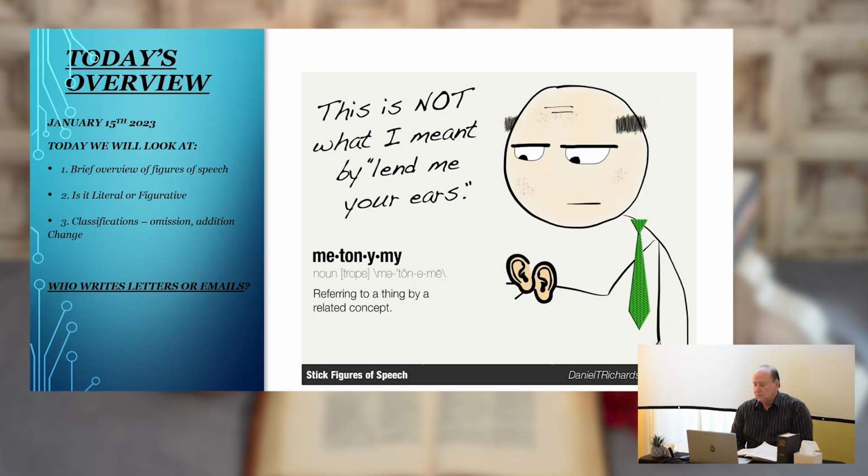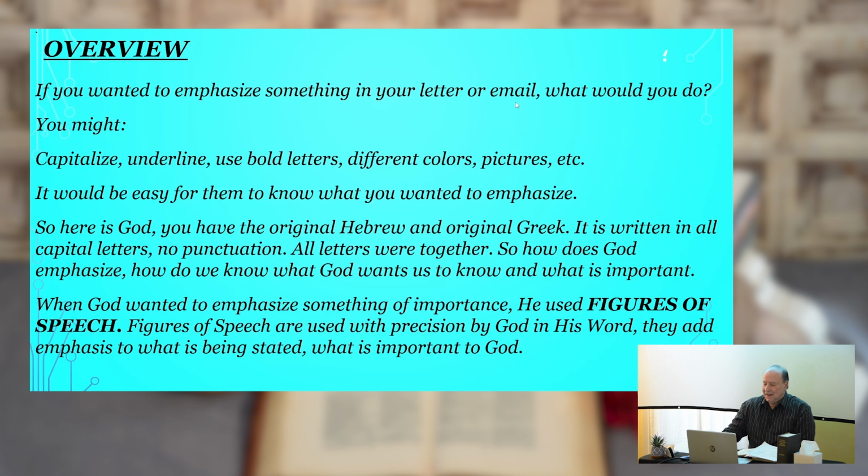But let me ask you a question. If you were writing a letter or an email, what would you do to emphasize something you were writing? Capitalize. Punctuation. Exclamation, bold. Now I want you to pay attention, because throughout my teaching you're going to see a lot of that, whether I've used different colors or capitalization. But you're right. If you wanted to emphasize something in your letter, you'd capitalize, you'd underline, use bold letters, different colors, pictures. There's a lot of different things that you could do.